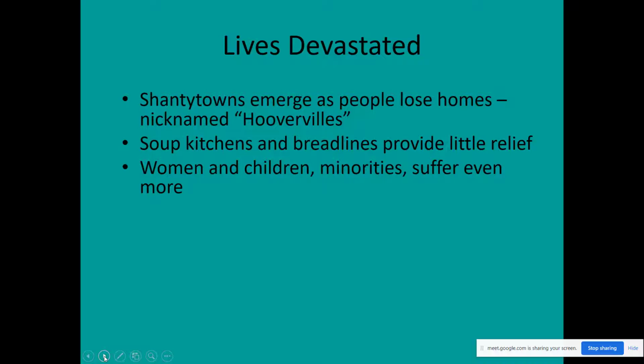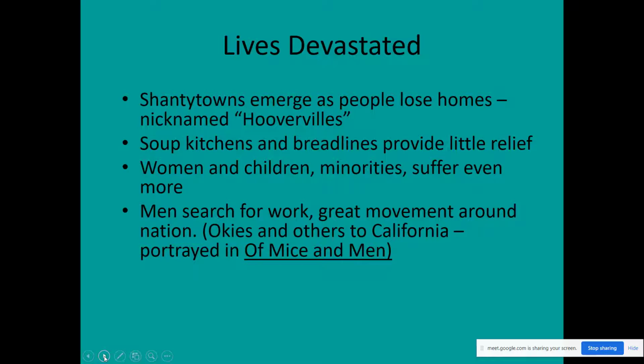Women and children and minorities suffered even more, mostly because men, unable to deal with the situation, took off and started roaming the roads. Men searched for work, the great movement around the nation, and because of the Dust Bowl, we have lots of people from the panhandle regions of Oklahoma and others who are moving to California. This is portrayed in Steinbeck's Of Mice and Men, and then eventually The Grapes of Wrath.